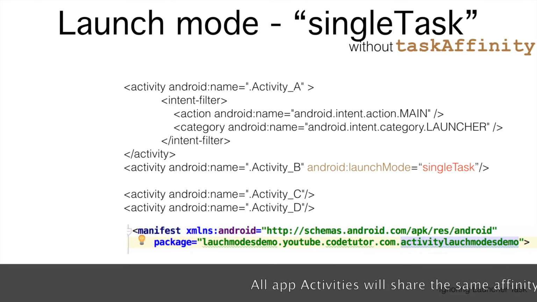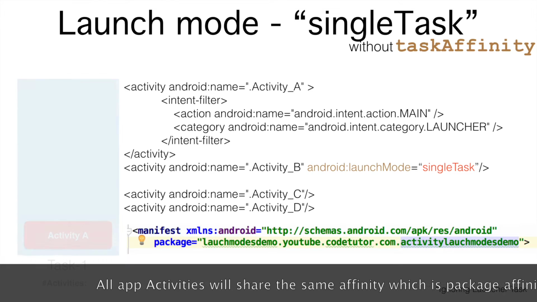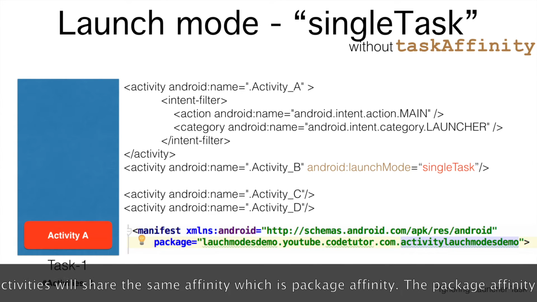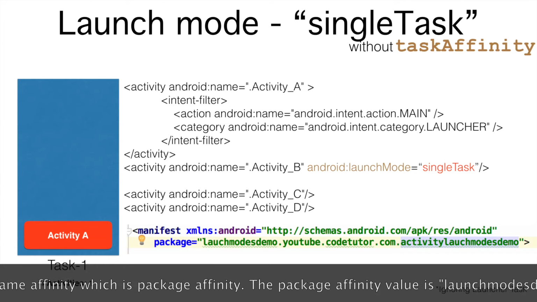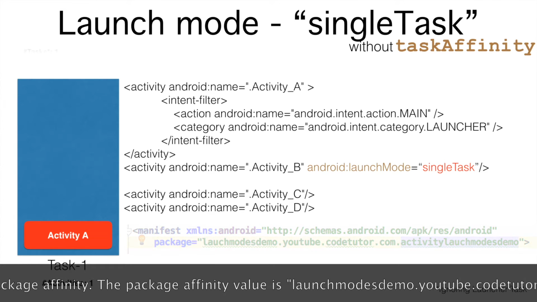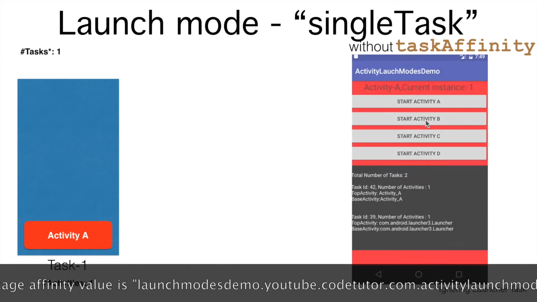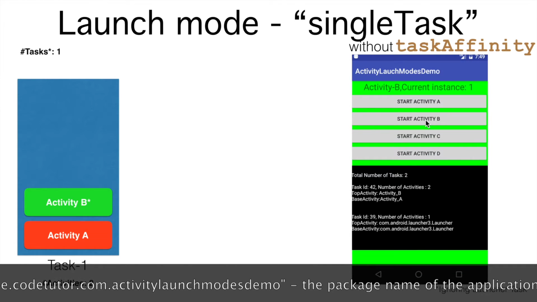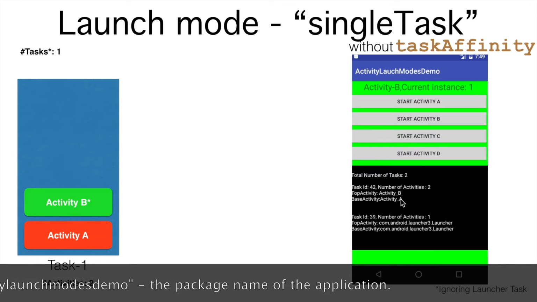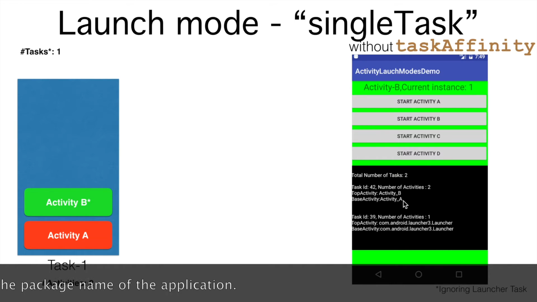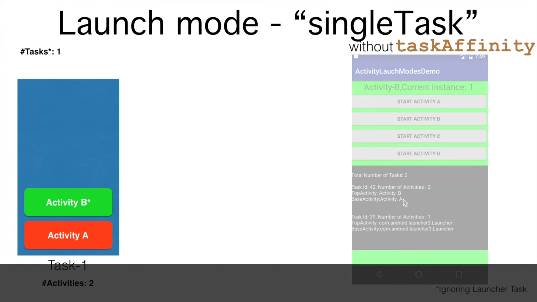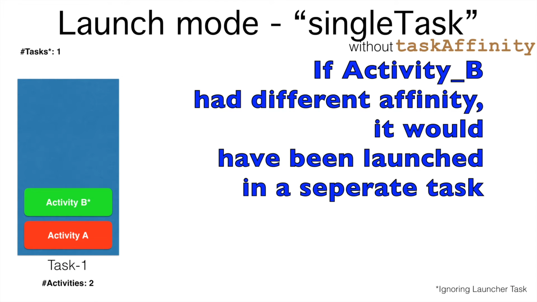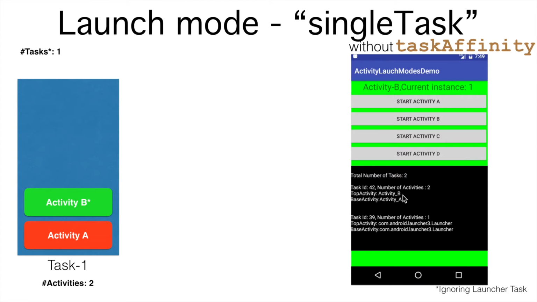And when I start the application by launching activity A, that is the only activity that will be present in the task. And now I will be launching the next activity, which is activity B. Activity B doesn't have any affinity, so it will be sharing the affinity of the root activity, which in this case is activity A, and activity A has the package affinity. So you can see the difference: activity B is not launched in a separate task. The number of tasks remains the same.